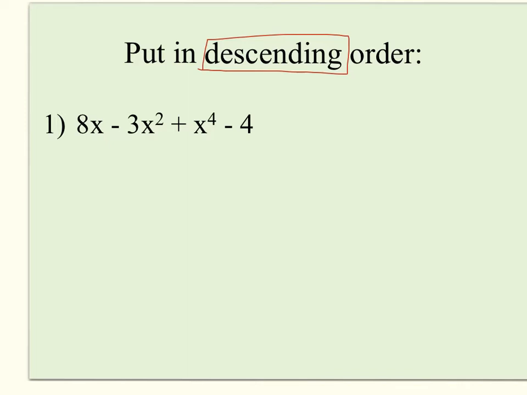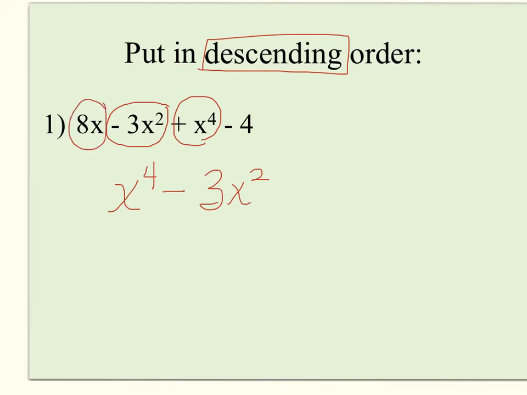So our largest exponent in this polynomial is x to the 4th, and it is positive. So I'm going to start with positive x to the 4th. My next exponent is x squared. So I'm going to take that entire term and its sign, and I'm going to write it. I'm going to look for my next exponent, which is x to the 1, 8x. And then my term without a variable always goes on the end.